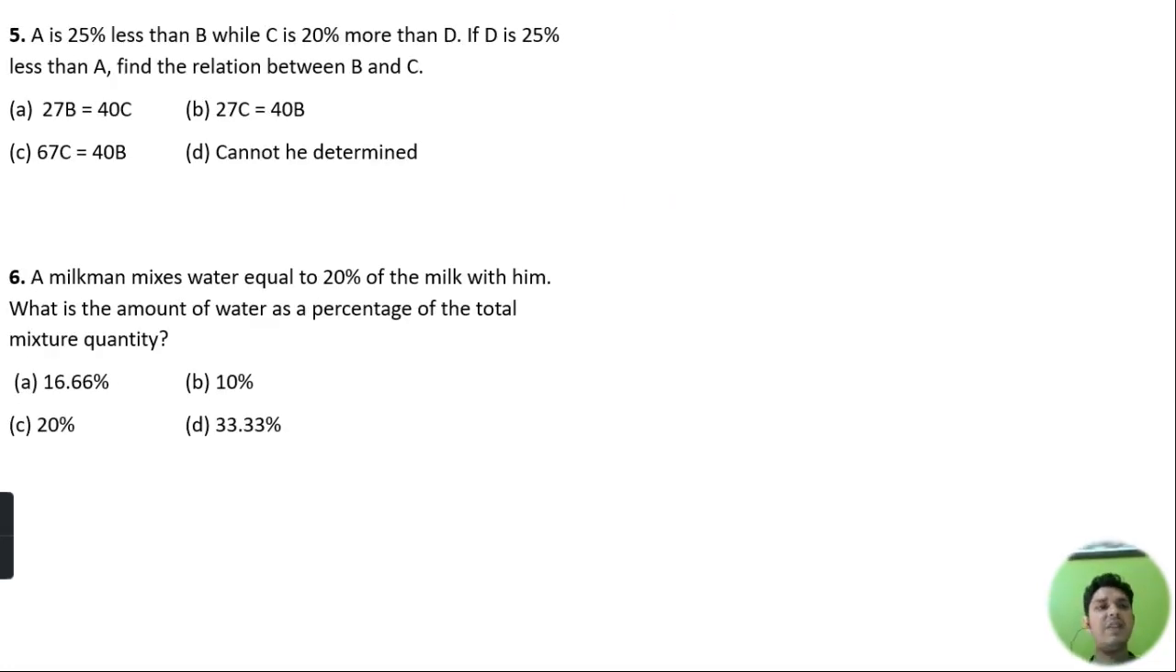Coming to question number 5: A is 25% less than B, so we can write it as A is 25% less, that means 0.75 multiplied by B, and B is 20% more than D, that means 1.20 multiplied by D, and D is equal to 25% less, that means 0.75 multiplied by A. Find the relation between B and C.